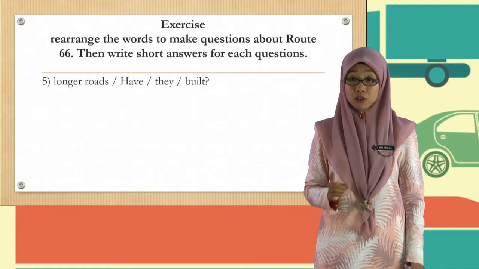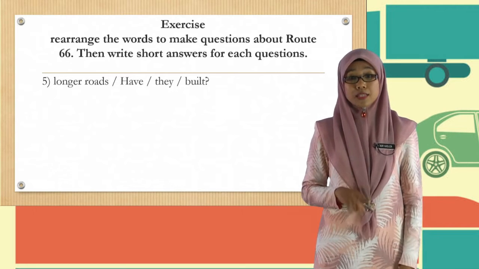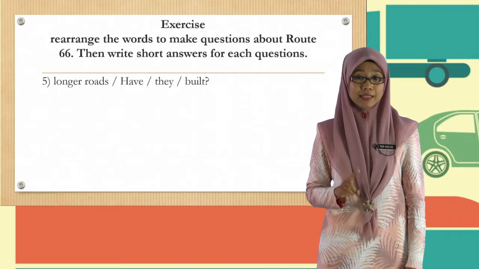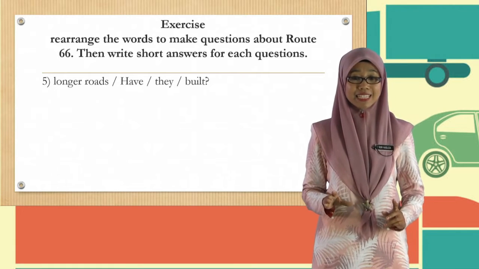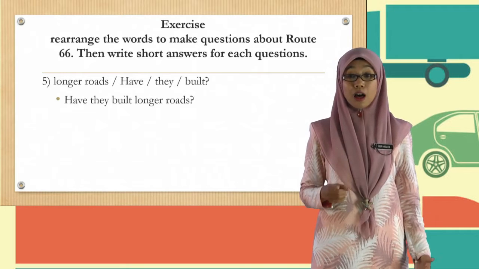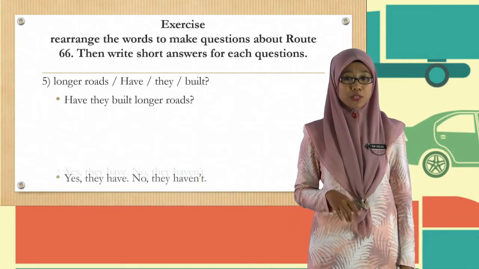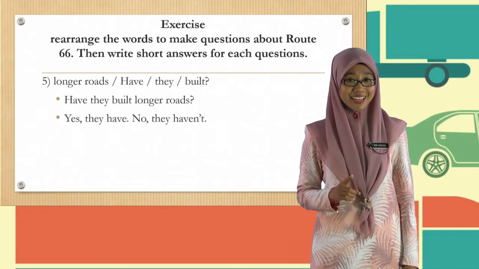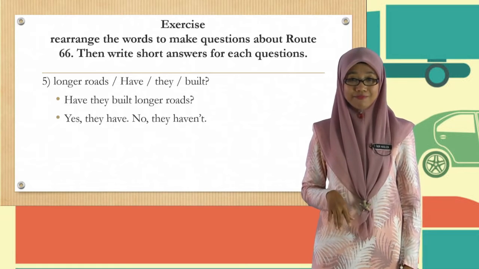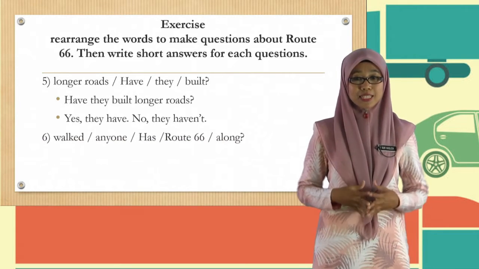It comes from the base verb build, which means construct something. Longer roads is the object in this question. So, the answer is, have they built longer roads? You can give a short answer for this question. Either yes, they have, or no, they haven't. Let's continue with the last question.